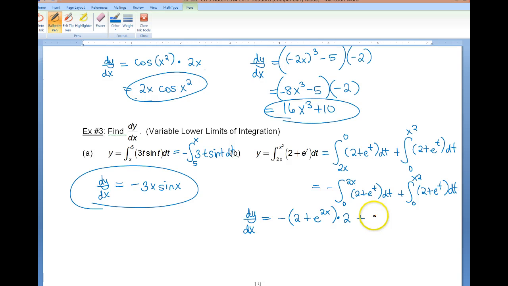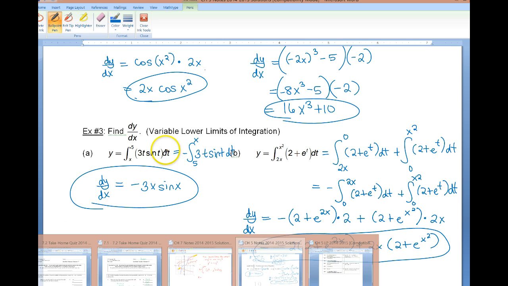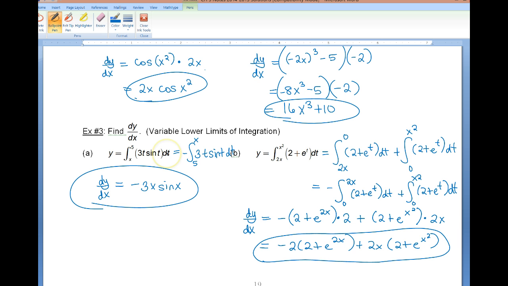2 plus e to the x squared times 2x. 2 times that. Uh-huh. And you could factor, but I honestly would just leave it. There are places where I'd want you to simplify, but for this one, I don't bother. Any questions on that?